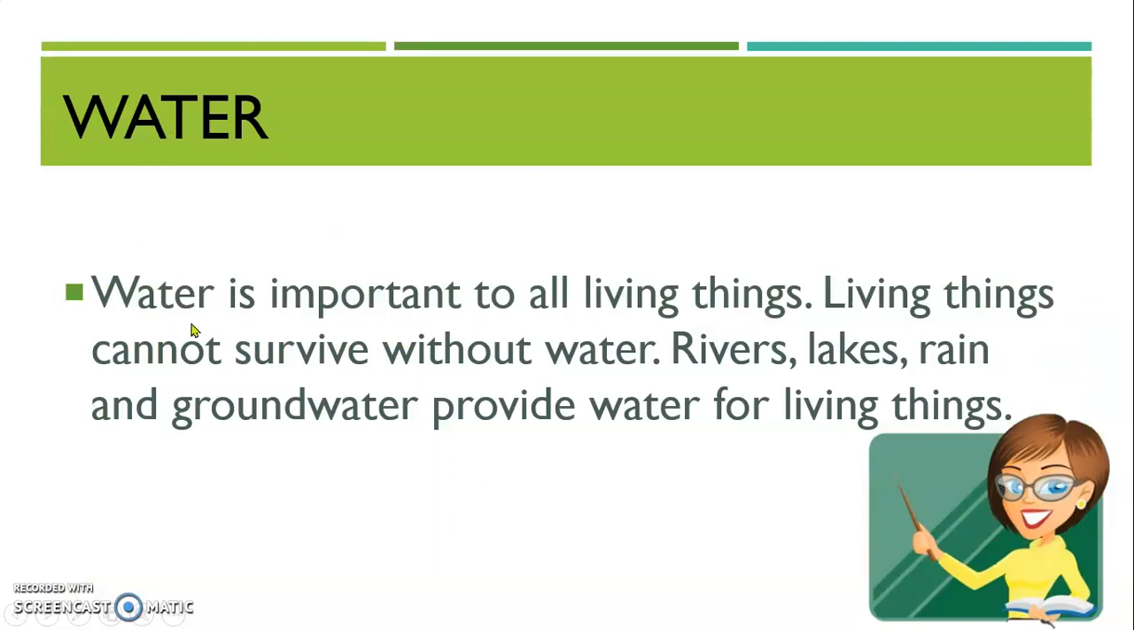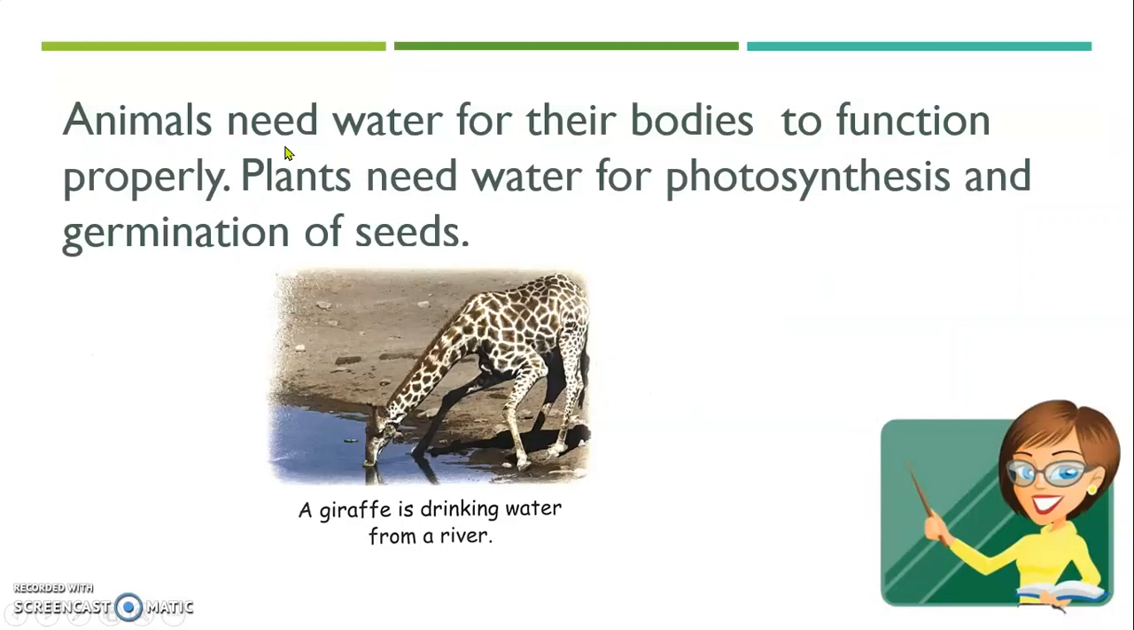Water. Water is important to all living things. Living things cannot survive without water. Rivers, lakes, rain, and groundwater provide water for living things. Animals need water for their bodies to function properly. Plants need water for photosynthesis and germination of seeds.